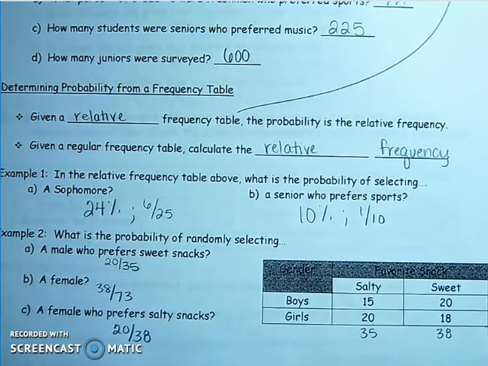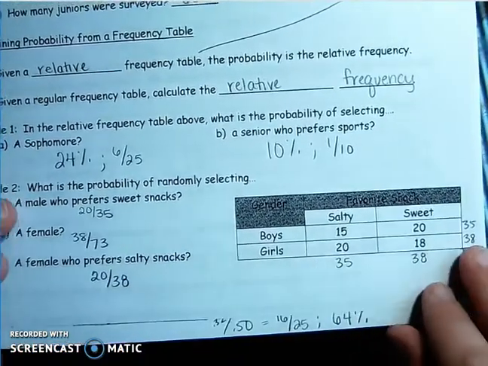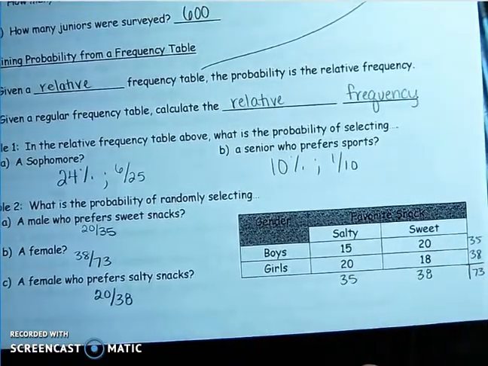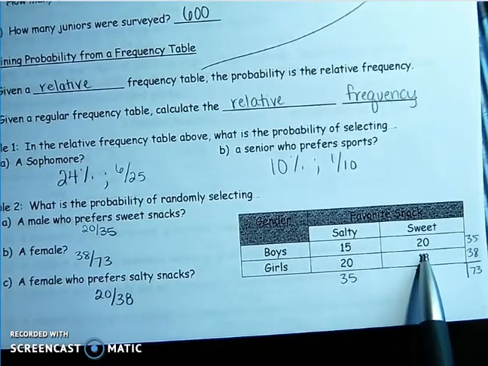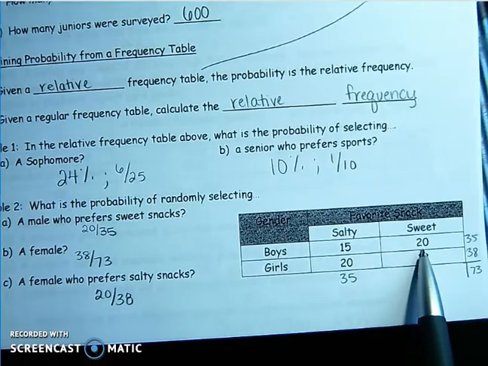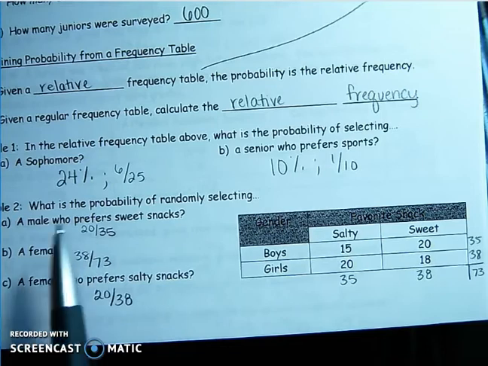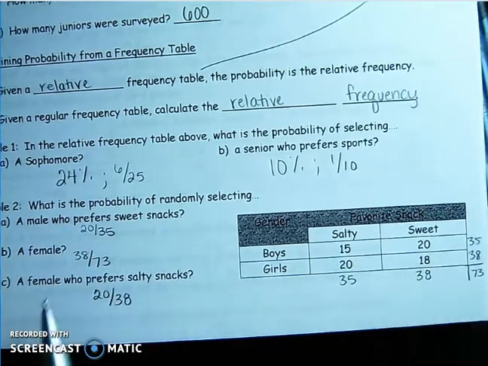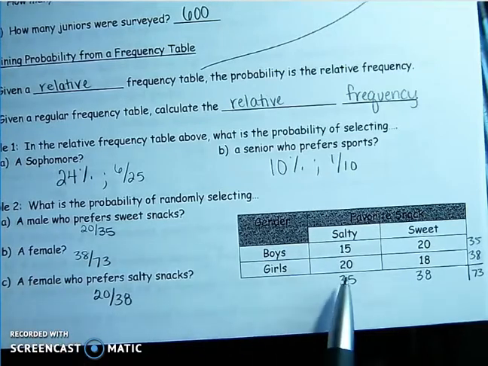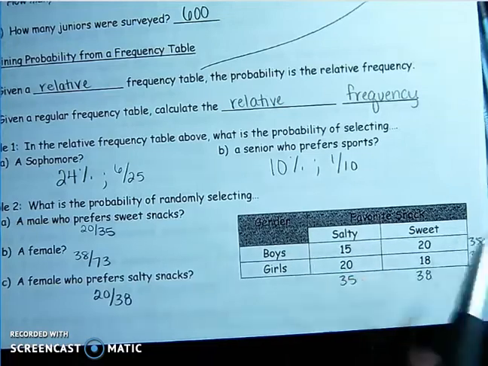Now let's look at this two-way frequency table. We want the probability of selecting a male who prefers sweet snacks. So a male that prefers sweet is 20 out of 35 because there are 35 boys. Here we're talking about males, and so that's 20 out of 35. Probability of getting a female is 28 plus 18, or 38 out of 73.